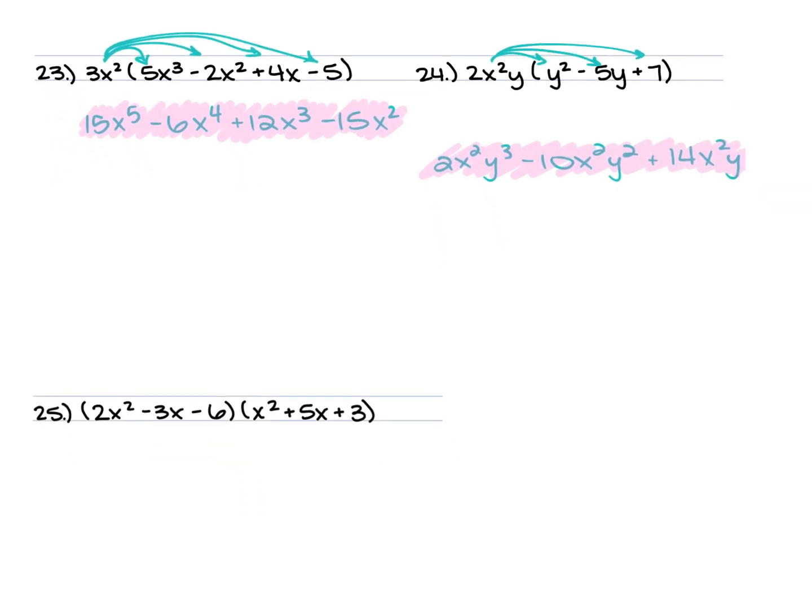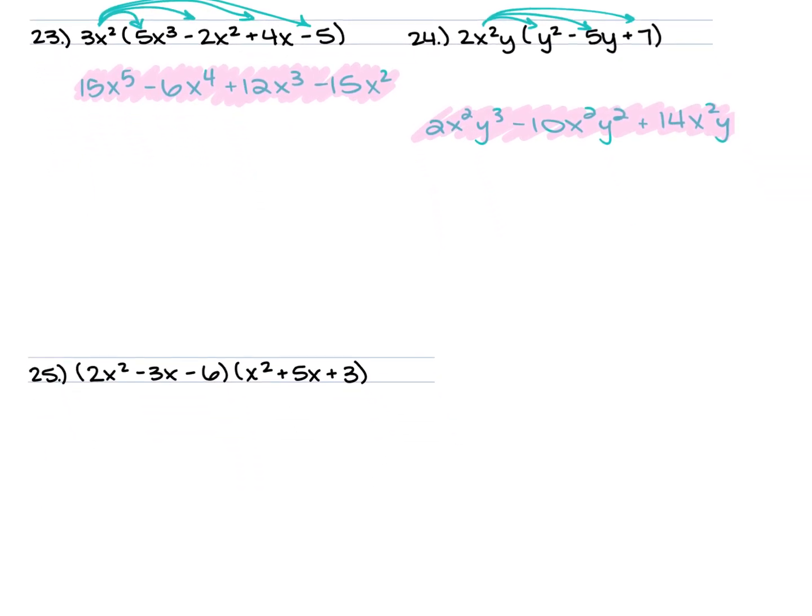For 25, you won't have something like this on your test tomorrow, but so that way you see it done. You have (2x squared minus 3x minus 6) times (2x squared plus 5x plus 3). First, distribute the 2x squared in. So 2x squared times x squared gives us 2x to the 4th power. 2x squared times 5x is 10x cubed. Then 2x squared times 3 is 6x squared.